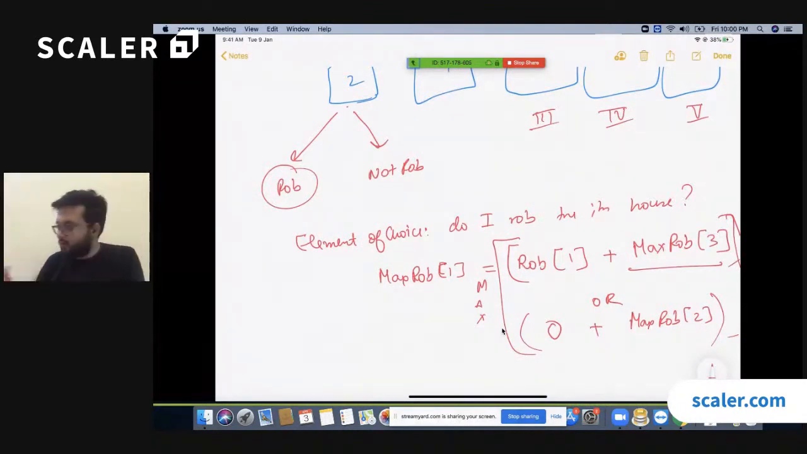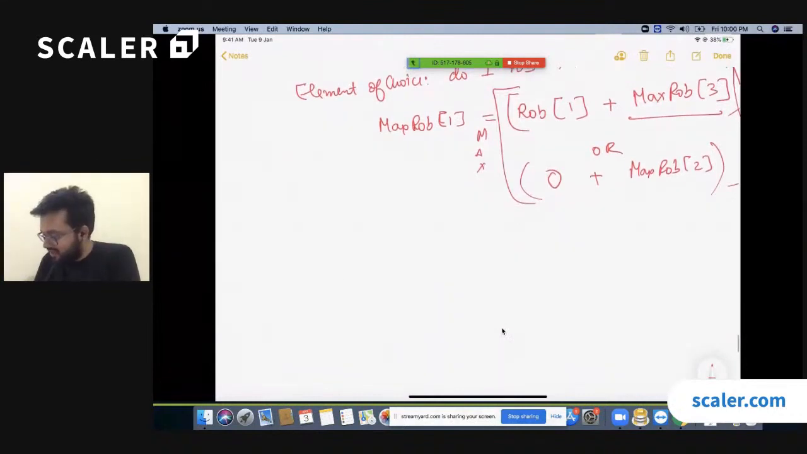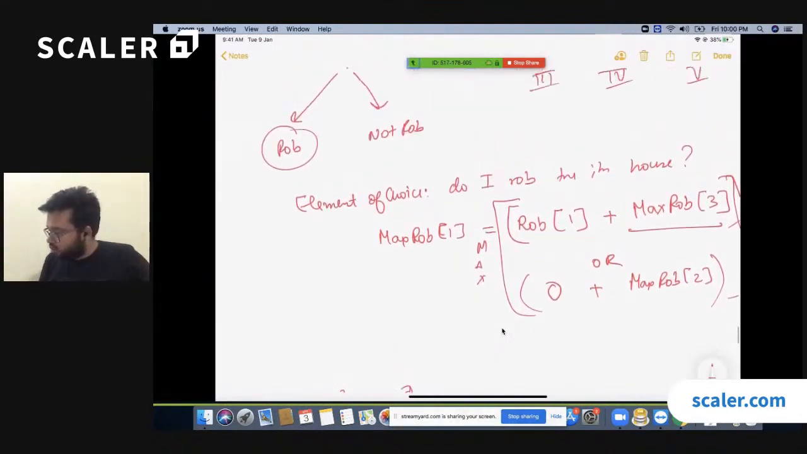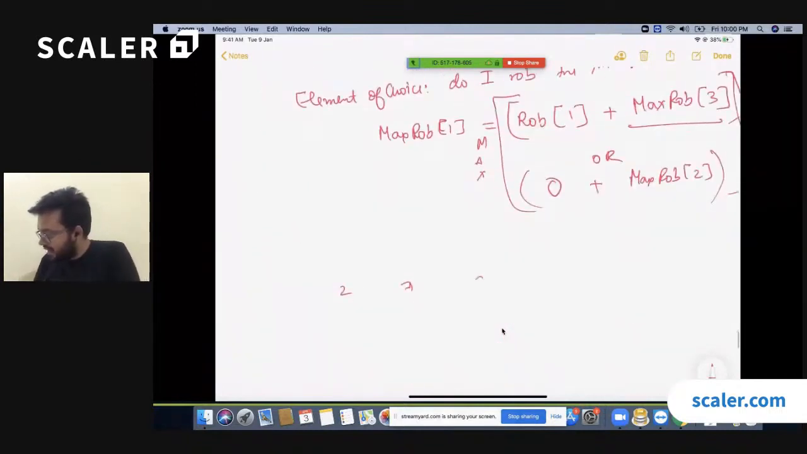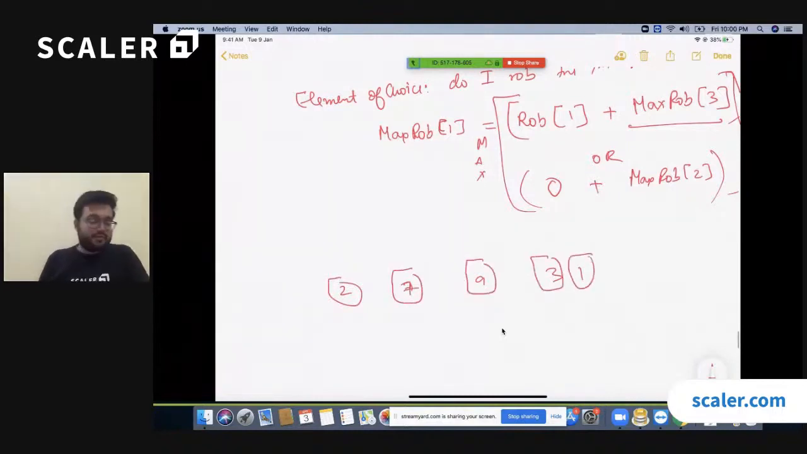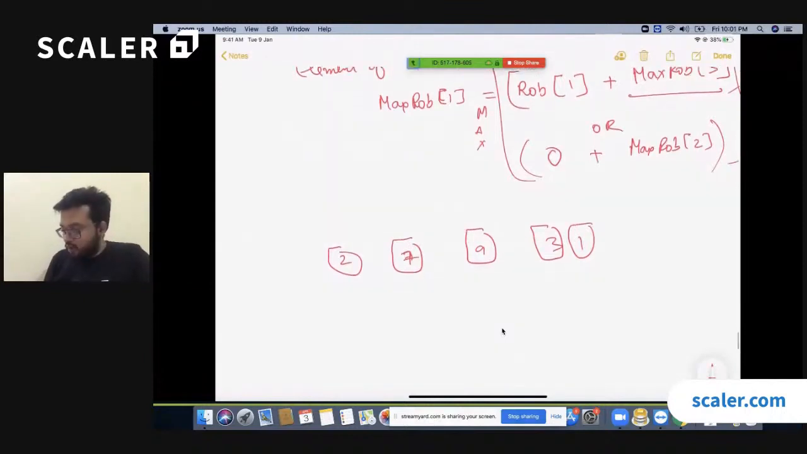Let me just very quickly dry run the answer. So I have these houses: 2, 7, 9, 3, 1. I am defining my state max rob i as the maximum robbery that I can get from the ith house till the end. So I want to compute the answer to max rob 1. So I have two options.